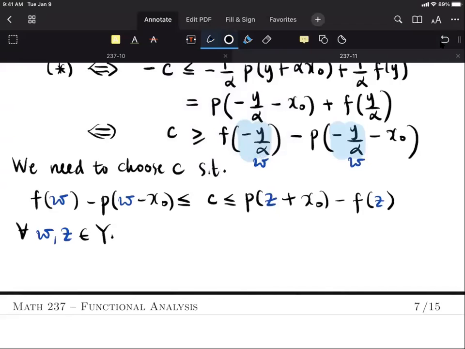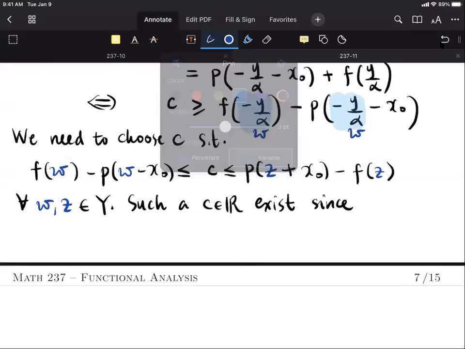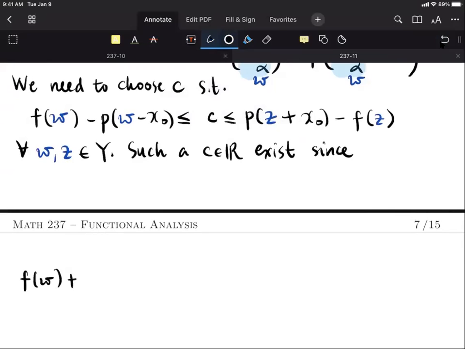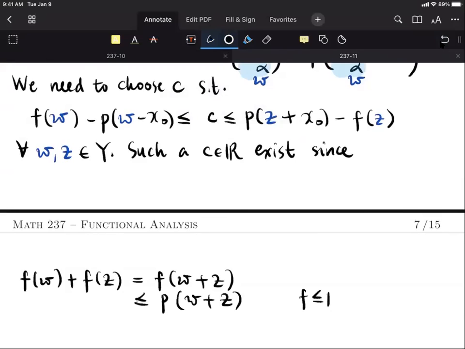So indeed, such a C exists since, okay. So what we do is we take, let's say, the sum of F of W and F of Z. We apply the linearity of F. We know that F is less than P on Y, and we know that, of course, W plus Z is in Y. So again, W and Z are elements of Y.